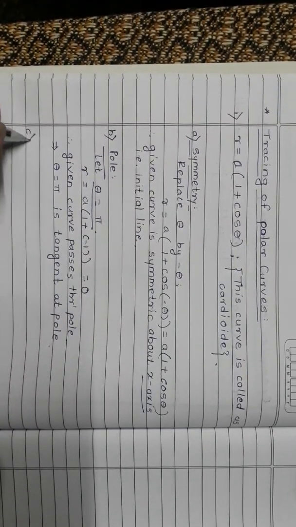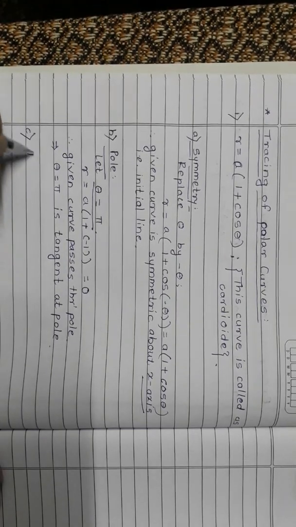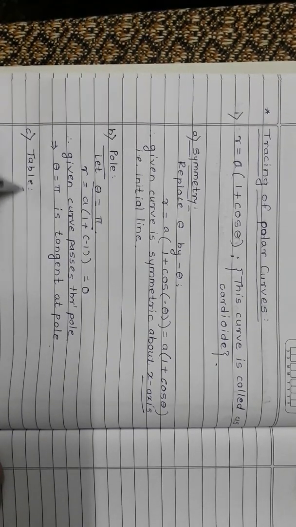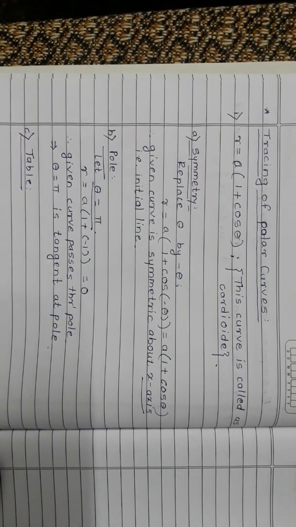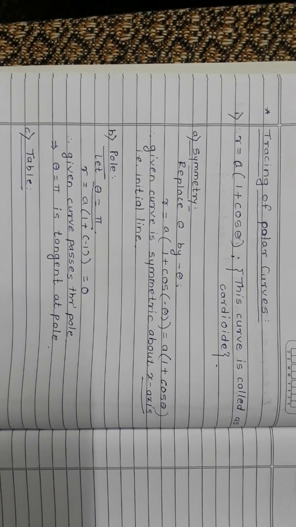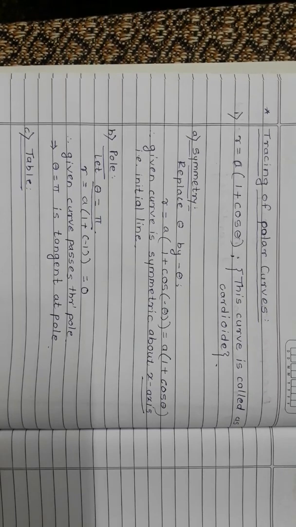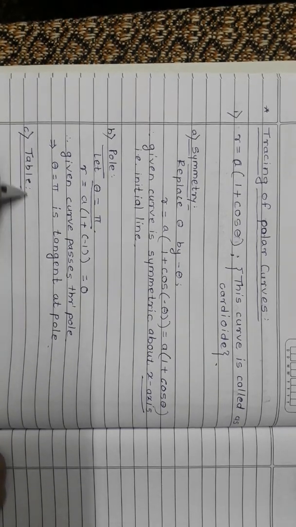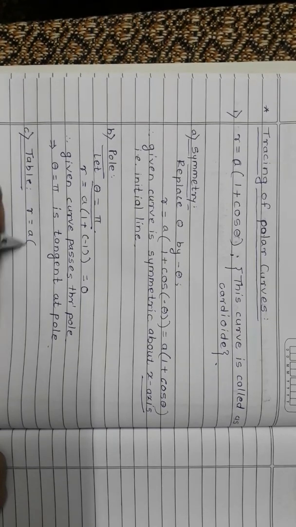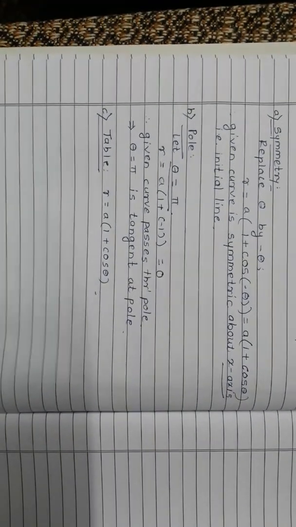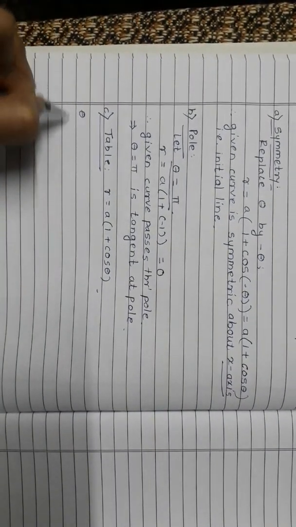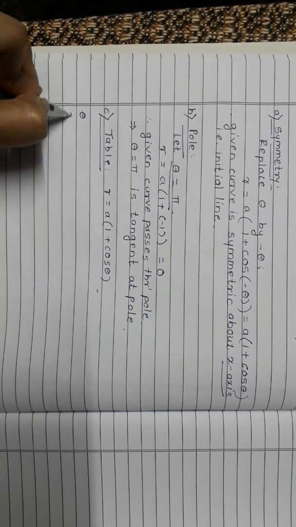Then the next rule is to make a table. What is this table about? For some set of values of theta, we are going to figure out the values of r using the given equation, and this makes it quite easy to draw the curve. So we are going to take the maximum possible values of theta here. Okay, so let's have the curve equation one more time. I'm going to take some values of theta, and accordingly here we are going to figure out the values of r.